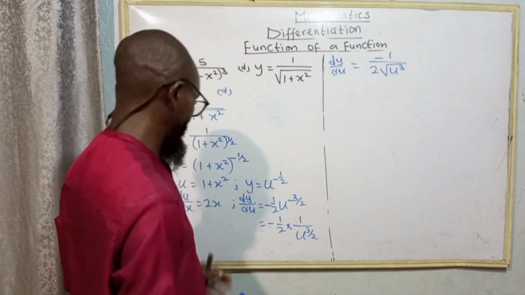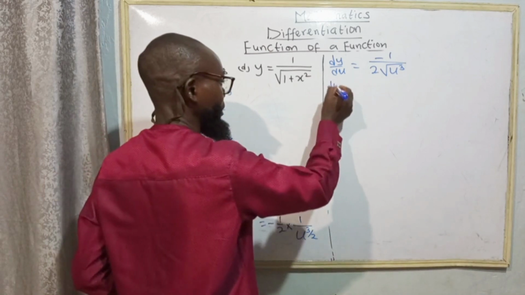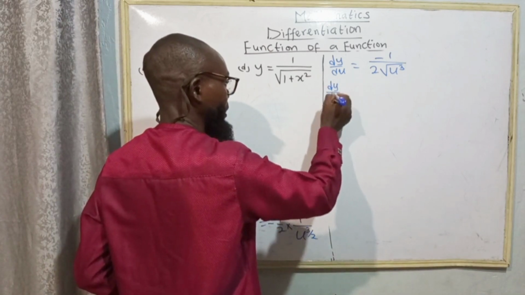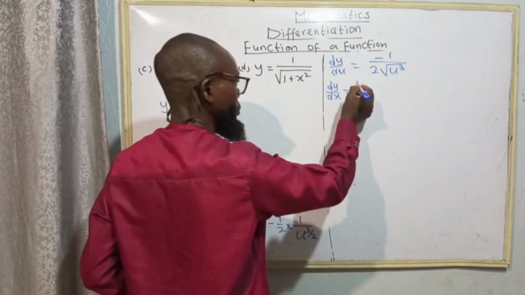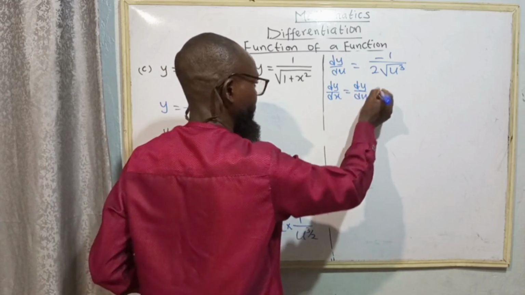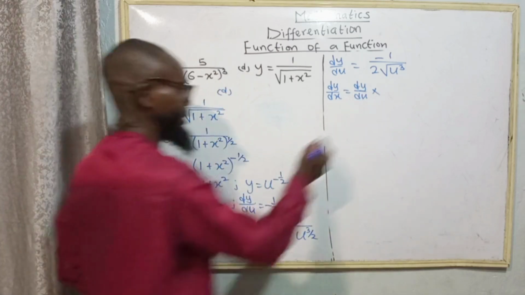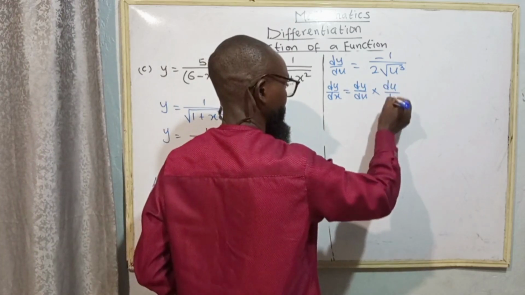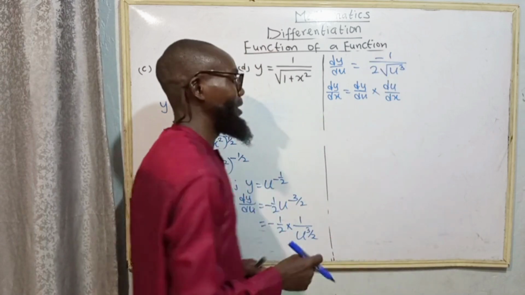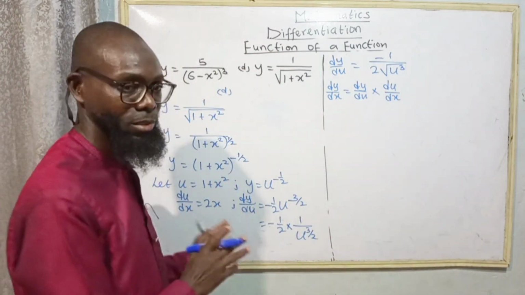Now, to get our dy/dx, it is going to be equal to dy/du multiplied by du/dx. You see, this is very easy.